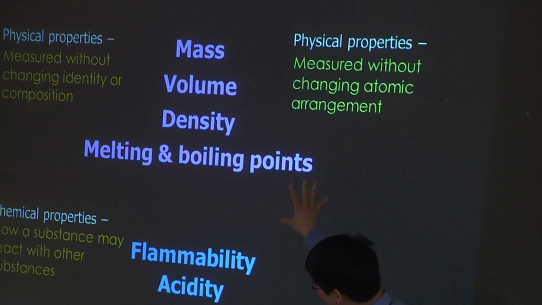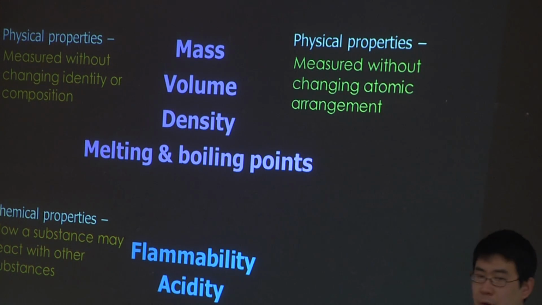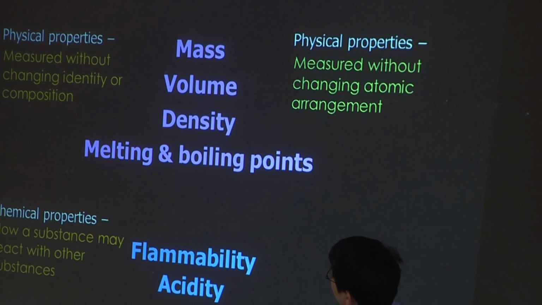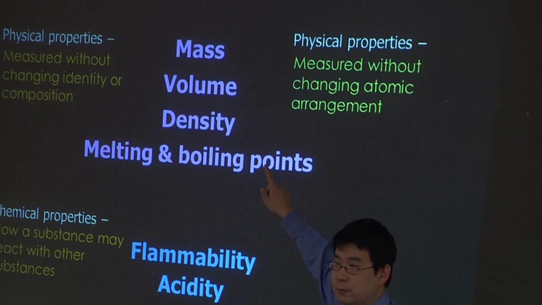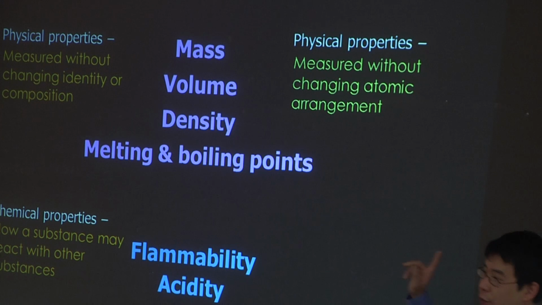Same with any of these, right? Volume, you probably measured volume in the lab. You drop a rock or something into a graduated cylinder, you see the volume go up. The amount the volume goes up is the volume of your rock. Mass divided by volume gives you density, right? Melting and boiling points, you can measure that without changing the arrangement of the atoms.